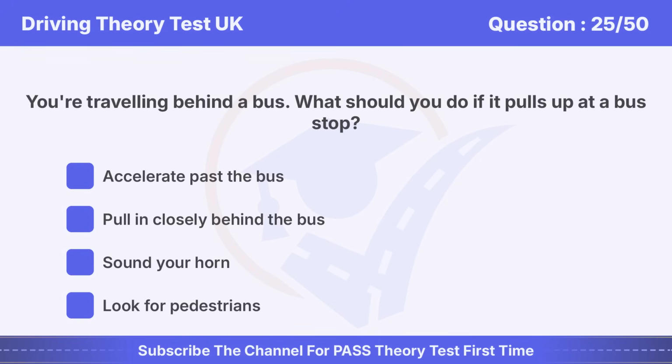Question 25. You're traveling behind a bus. What should you do if it pulls up at a bus stop?